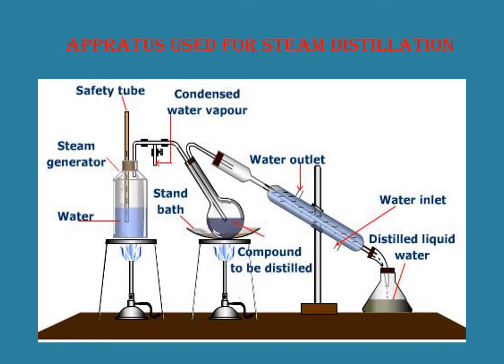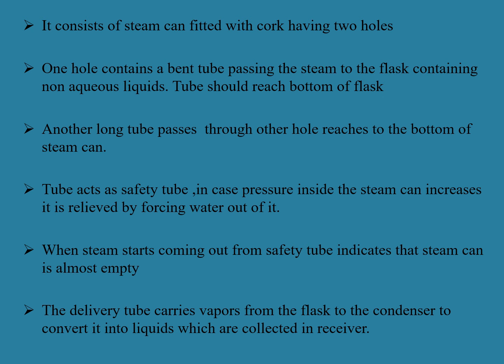This is the apparatus for the steam distillation method. It consists of the steam can fitted with a cork having two holes. One hole contains a bent tube passing the steam to the flask containing the non-aqueous liquid. The tube should reach the bottom of the flask. Another long tube passes through the other hole and reaches to the bottom of the steam can.